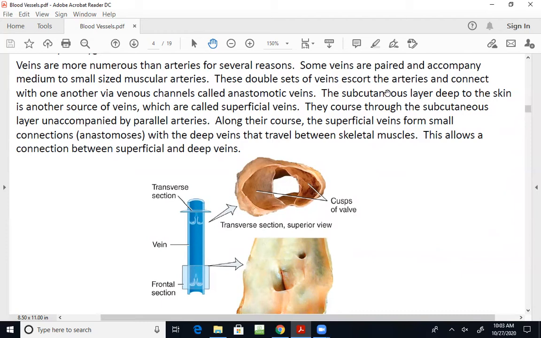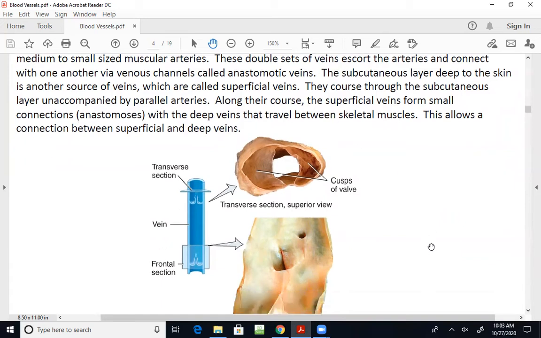Our subcutaneous layer, which is, remember, just deep to our skin, is another source of veins. We call these our superficial veins. These are the ones that you see through your skin, especially if you look at the back of your hand. They course through the subcutaneous layer, unaccompanied by parallel arteries. Along their course, our superficial veins form small connections or anastomoses with our deeper veins traveling between our skeletal muscles, which enables them to connect the superficial and deep veins with one another.